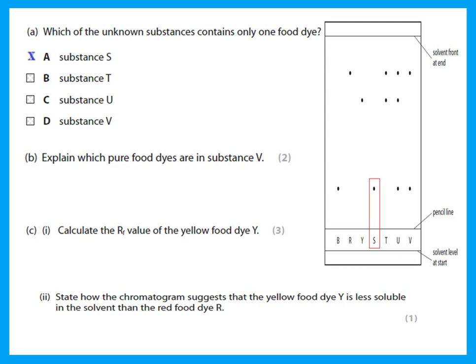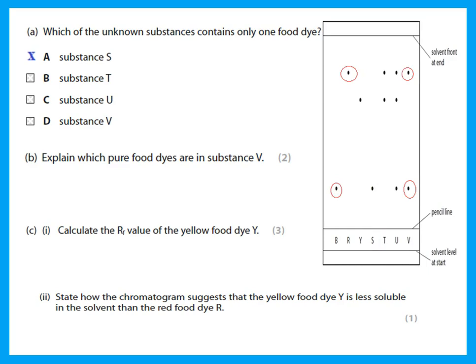Explain which pure food dyes are in substance V. Where is V? V, you're looking, V has which of them? B or R or Y? So you can see that there is a spot in V that is the same height as R, and there is a spot the same height as B. So that means that V contains B and R because it has spots the same height as the dyes.